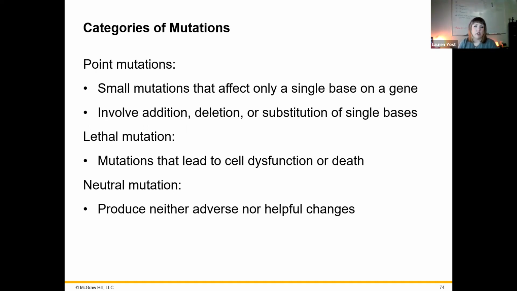Point mutations refer to a single base being changed. So an A mutating into a T. So just that one base pair gets changed. Lethal mutations are any mutation that causes cell death or death of the organism.